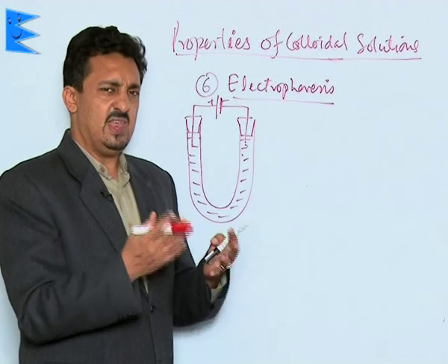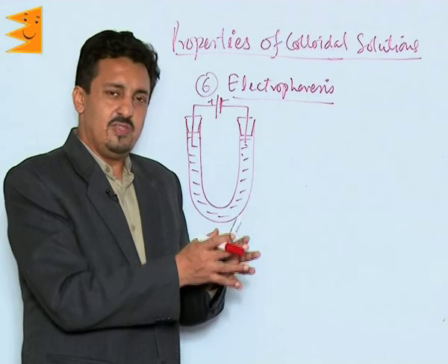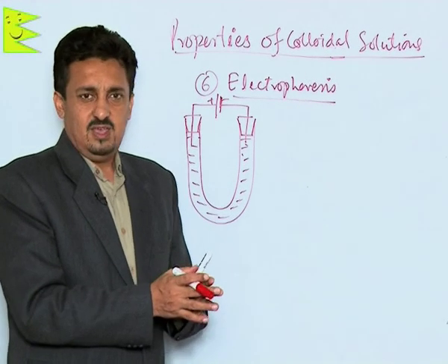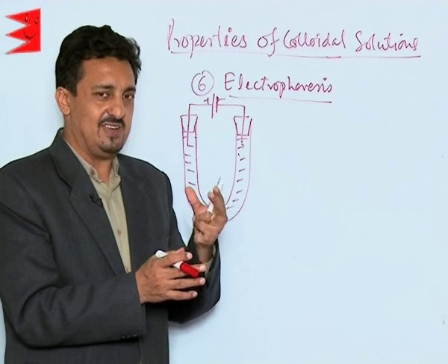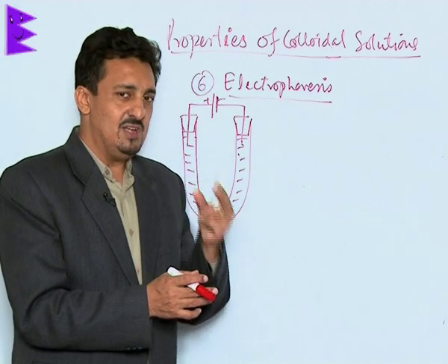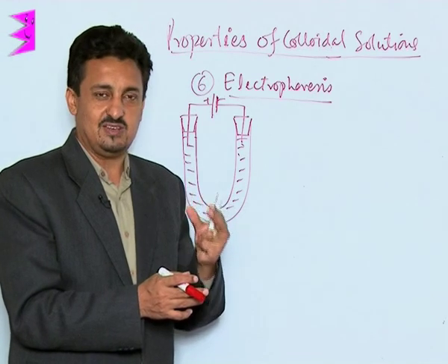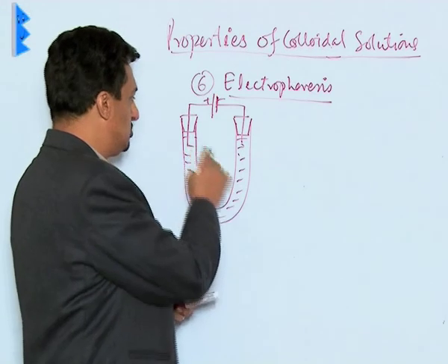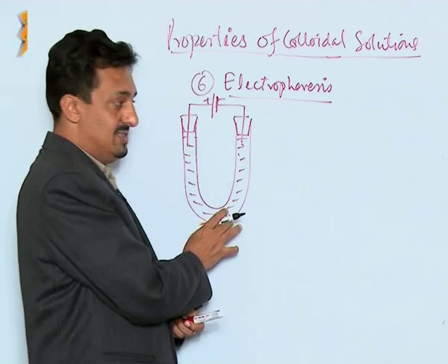Electrophoresis is a very unique and exclusive property of colloidal particles. Now we know that colloidal particles have charges of a particular type on the surface, and due to this, when we put them under the influence of an electric field, they move towards one of the electrodes. So the movement of colloidal particles to any one of the electrodes under the influence of an electric field is called electrophoresis. If we take this U tube which is subjected to positive and negative electrodes, and put a colloid in this, the particles will move.